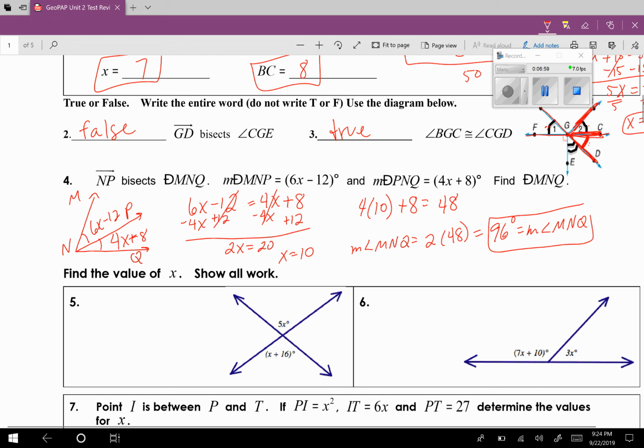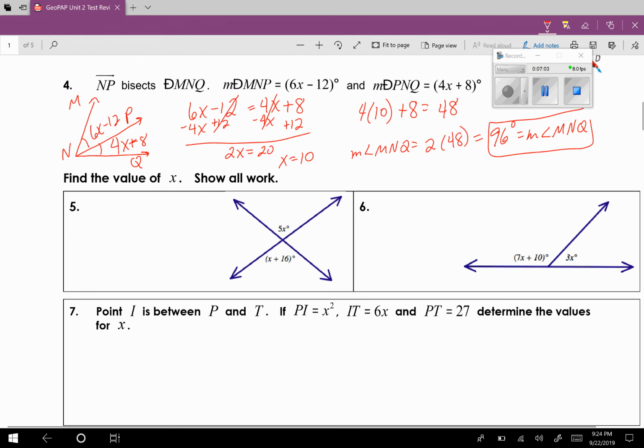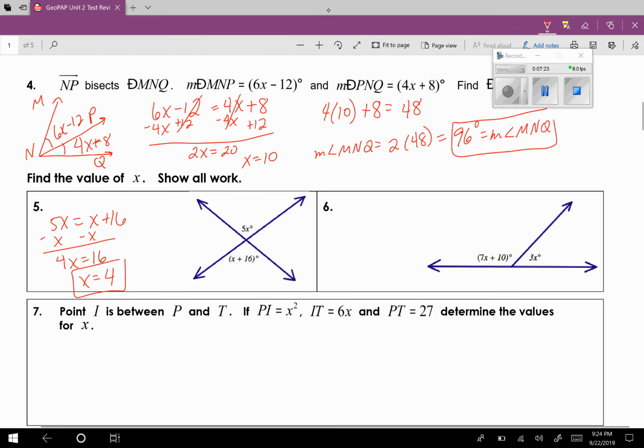So there we go. All right, next one here. It says find the value of x, show all work. Okay, these two angles, they're vertical angles, so I know they're equal. So 5x is equal to x plus 16. Okay, take away x, so I get 4x is 16. Divide by 4, so I get x is 4. Very easy, straightforward.